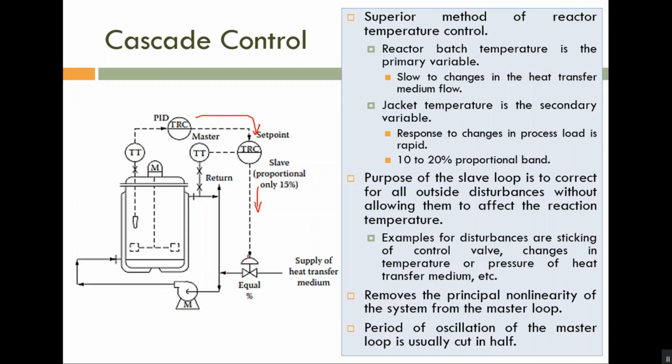For example, this control valve is not functioning properly. That one is written here: the sticking of the control valve. That is another reason we can expect. Another thing is that due to some pressure variation, the effective temperature is changed. A load in pressure changes the effective temperature. So changes in temperature or pressure of the heat transfer medium, that we can also expect.